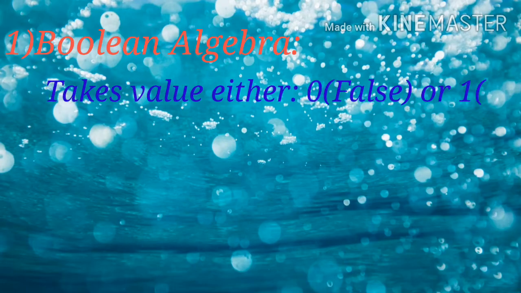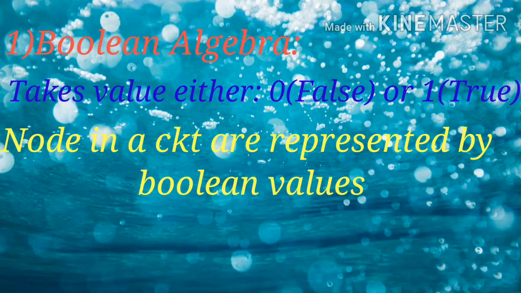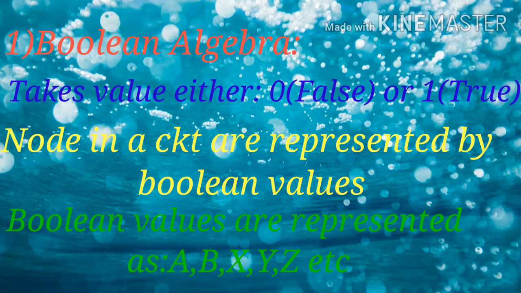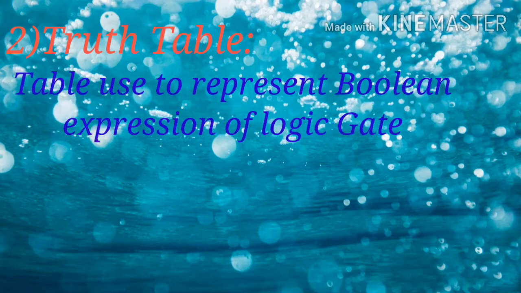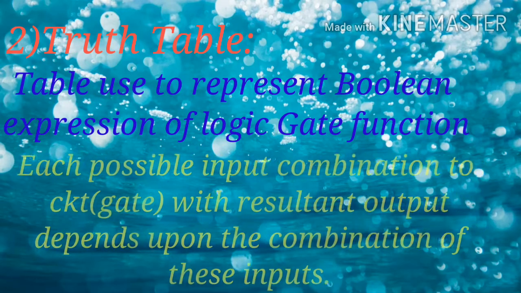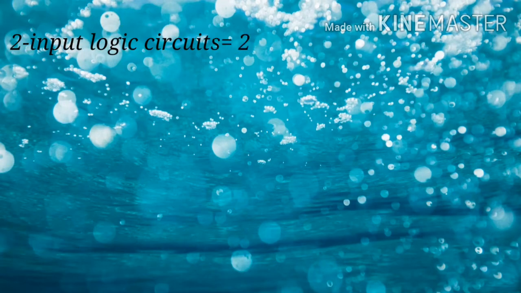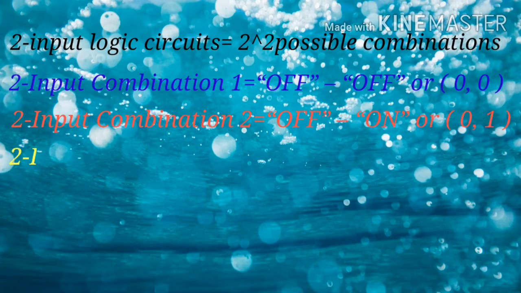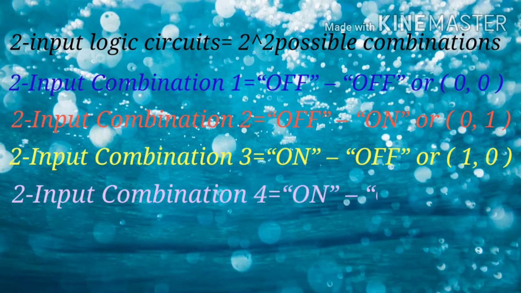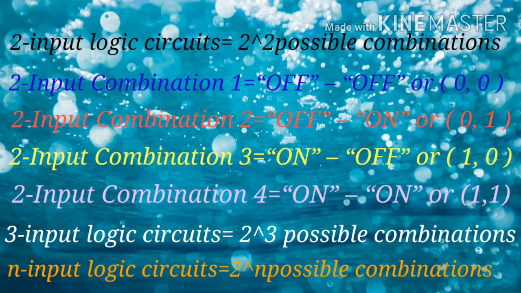Boolean algebra takes a value of either 0 for false or 1 for true. Nodes in a circuit are represented by Boolean variables like A, B, X, Y, Z, etc. Truth table: it is a table used to represent the Boolean expression of a logic gate function. Each possible input combination to a gate depends upon the combination of these inputs. A 2-input logic circuit has 2 power 2 possible combinations. For a 2-input circuit, the first input is 0, 0, similarly the second is 0, 1, the third is 1, 0 and the fourth is 1, 1. Like this, an n-input logic circuit has 2 power n possible combinations.